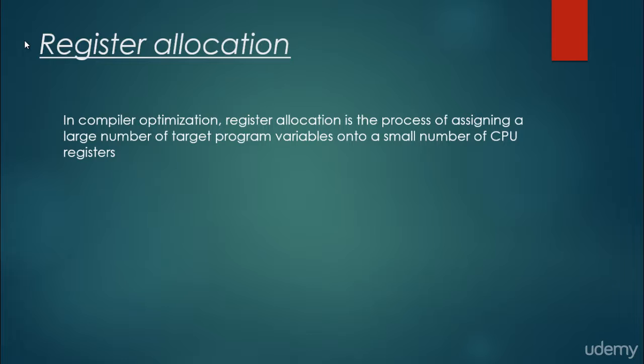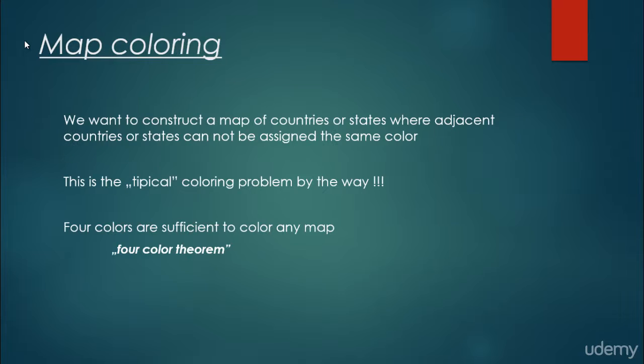Of course, register allocation is a difficult problem. In compiler optimization for software engineering and so on, register allocation is the process of assigning a large number of target program variables onto a small number of CPU registers. And this problem can be solved with the help of graph coloring.